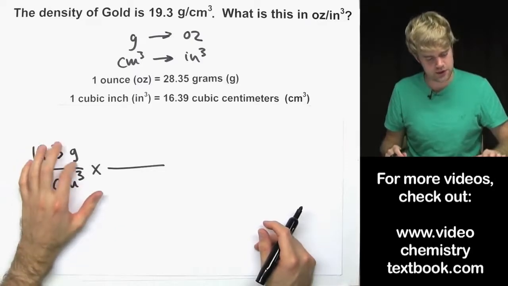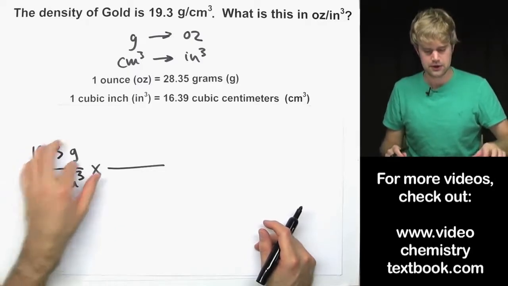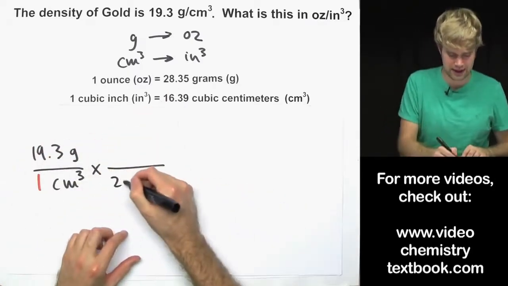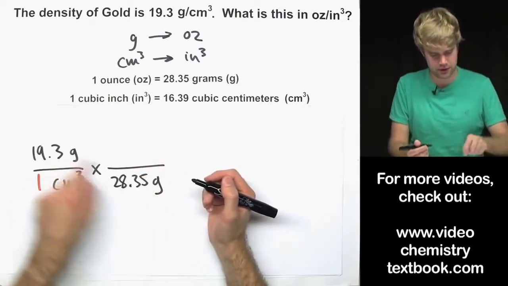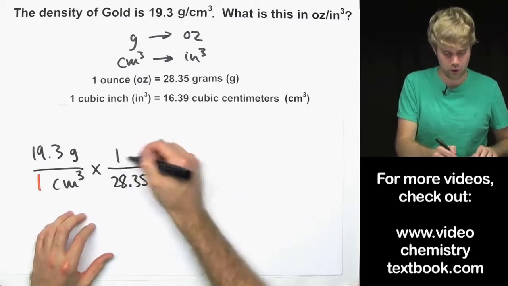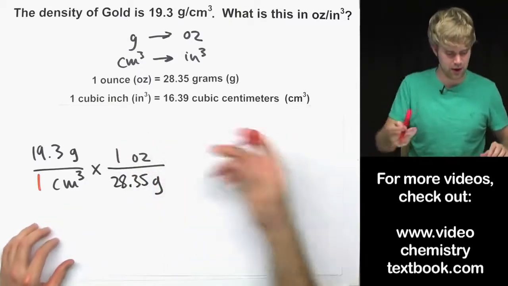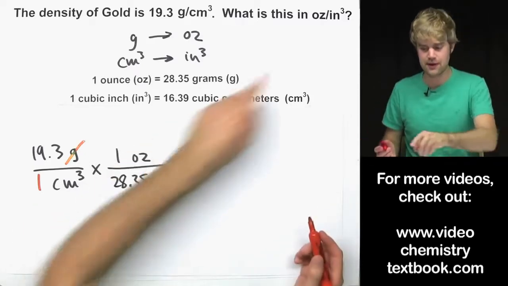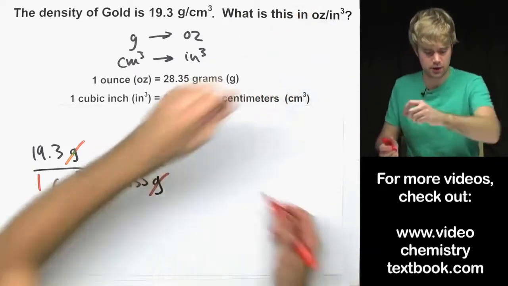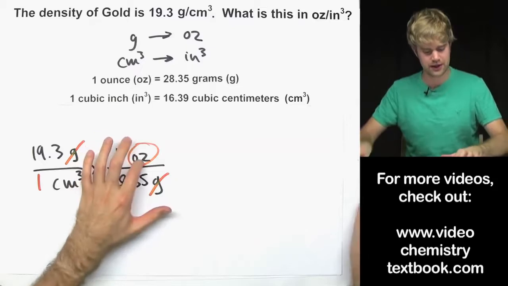So the first thing let's do is let's get rid of grams here. So I'll use this expression to put 28.35 grams on the bottom, so they'll cancel out. And then I will put 1 ounce on the top. So now grams and grams cancel out, and I'm left with ounces, and that's good because ounces is one of the units that I want. So I'll circle that to show that we're going to keep it.